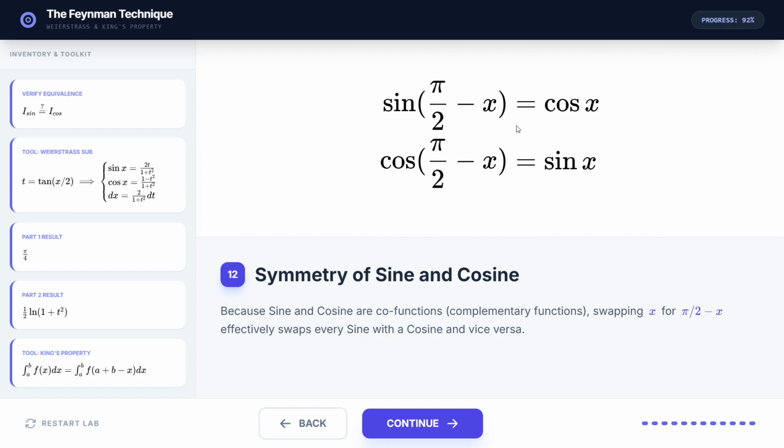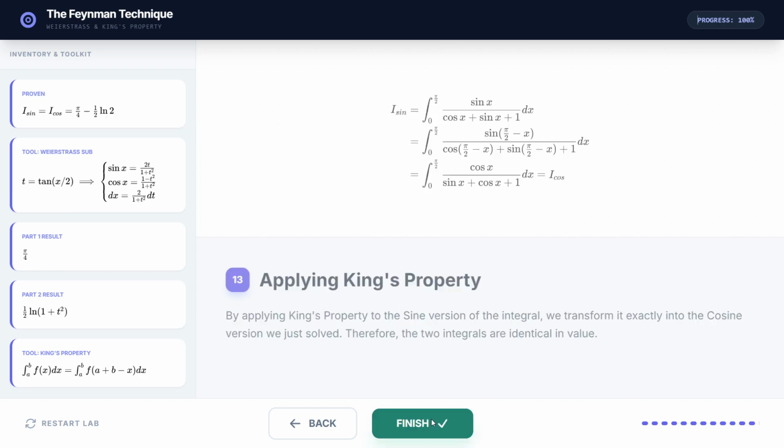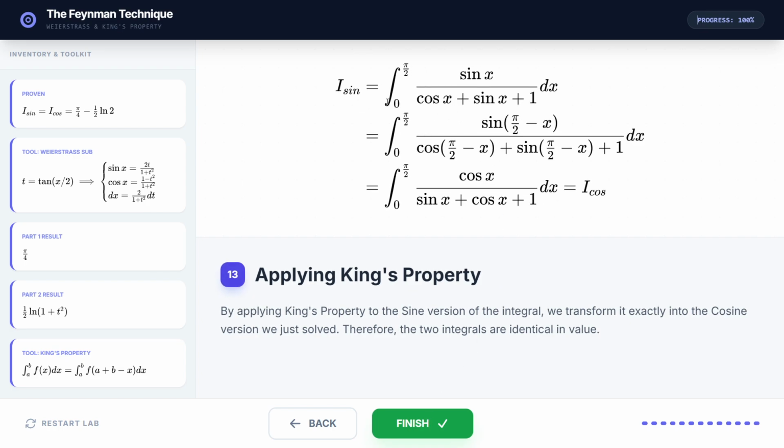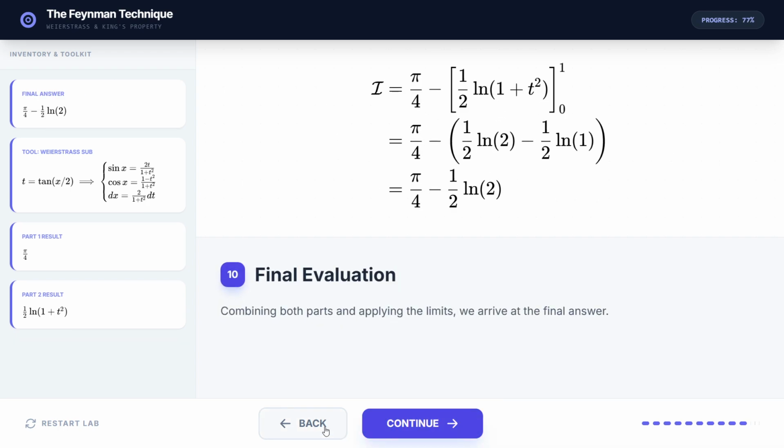All right, and from that, if we apply that to our original integral, sine x becomes sine of pi over 2 minus x, which becomes cosine x, and the other one switches also. So plugging that back in, we can see that our sine integral is equal to this, but it's also equal to our original integral, which has the value of pi over 4 minus 1/2 natural log 2.